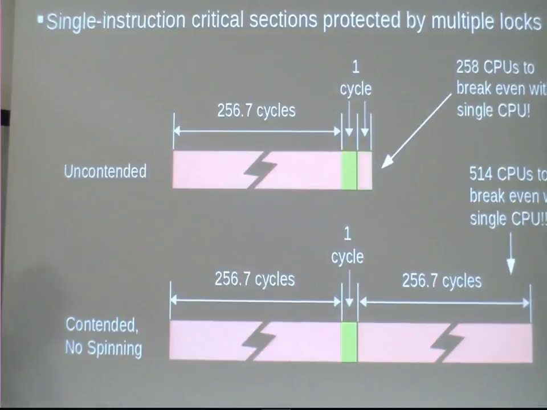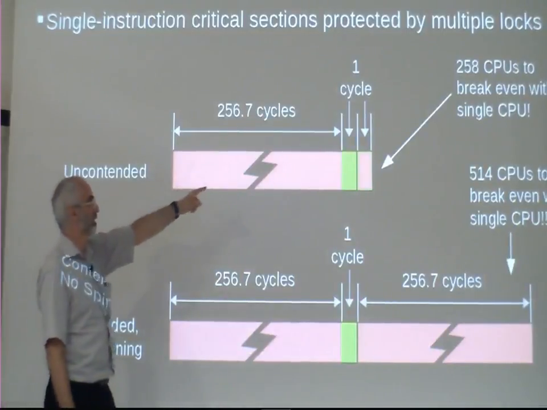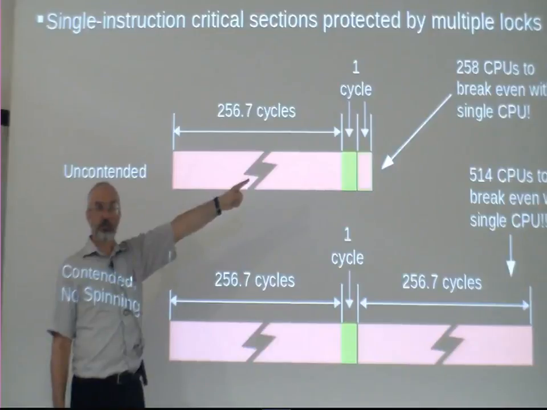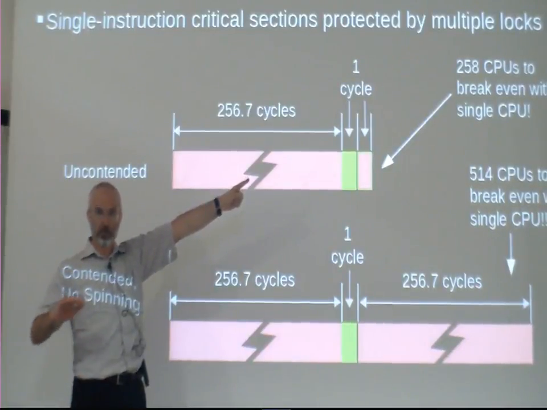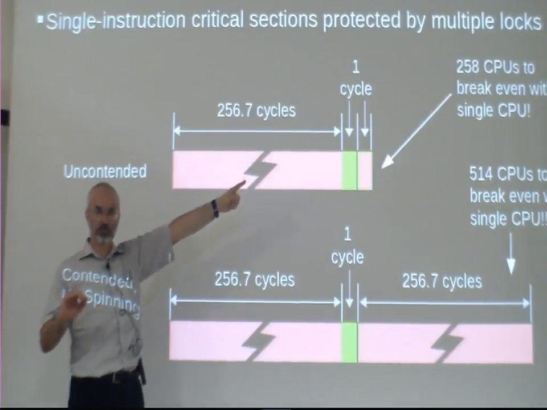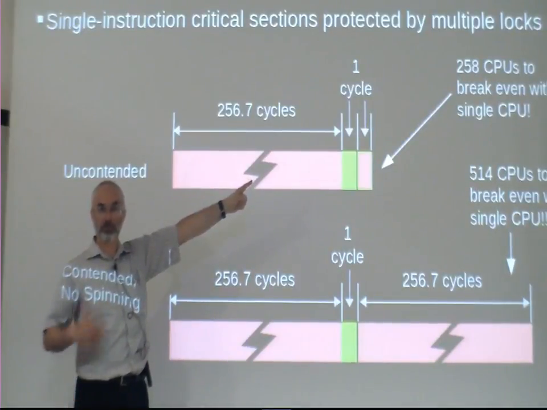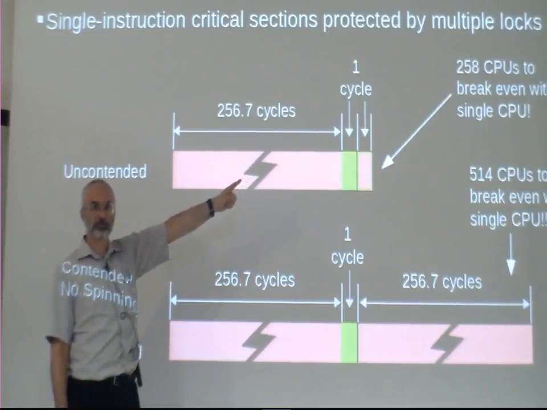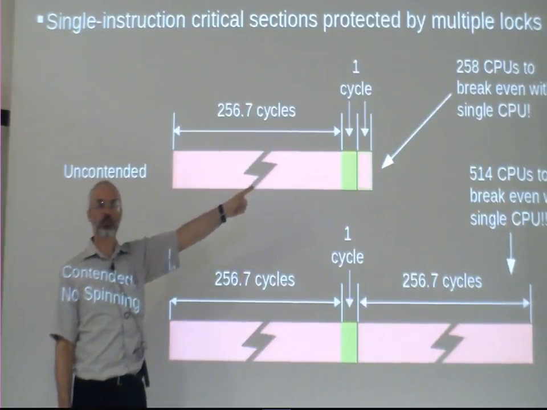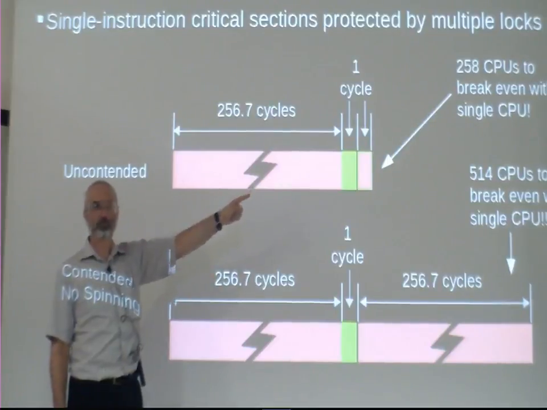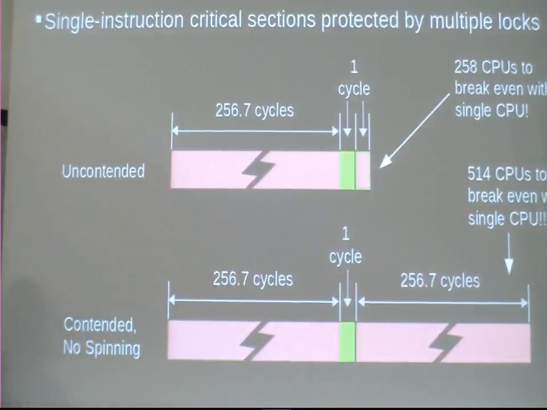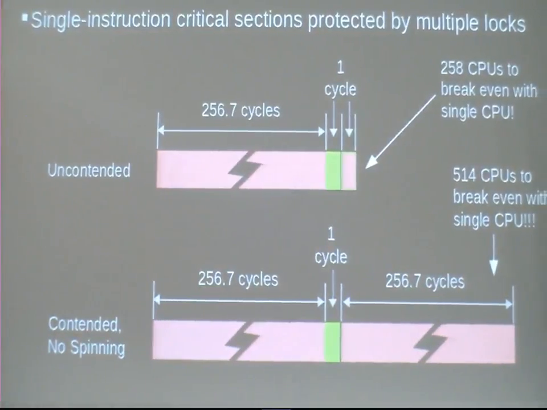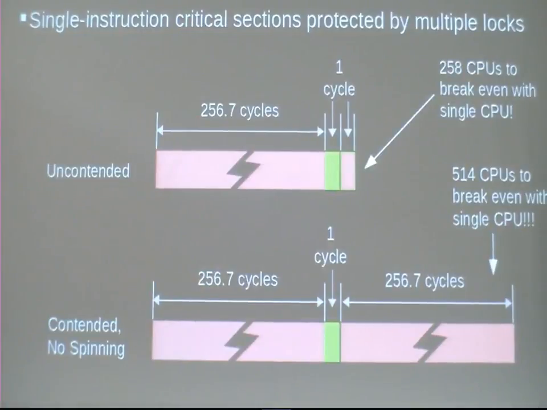In this case up here, where you have 256 cycles to acquire the lock, it's going to take 258 CPUs running in parallel, even with perfect scalability, to equal the throughput of a single CPU running without synchronization. 258 CPUs just to catch up with a single CPU. Down here is 514. And this is something that's perfectly scalable. Well, what this means is you can't just look at the scalability. You need to look at the overheads as well.